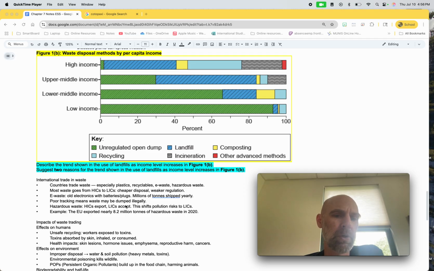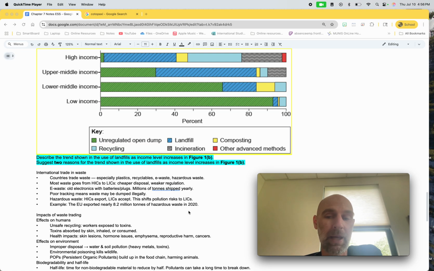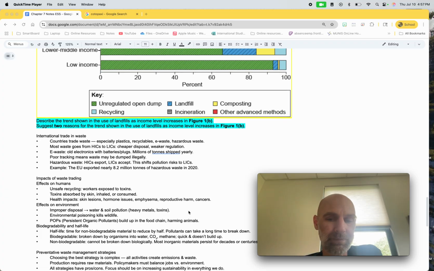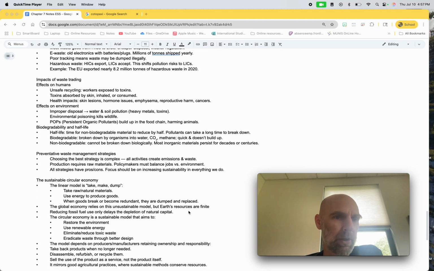Example, the European Union exported nearly 8.2 million tons of hazardous waste in 2020. I don't know where they exported it to. That would be an interesting thing to look up. Not going to do it here, though.